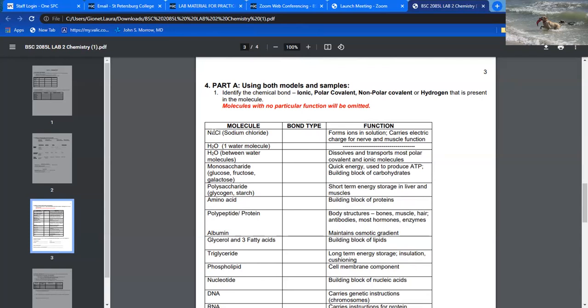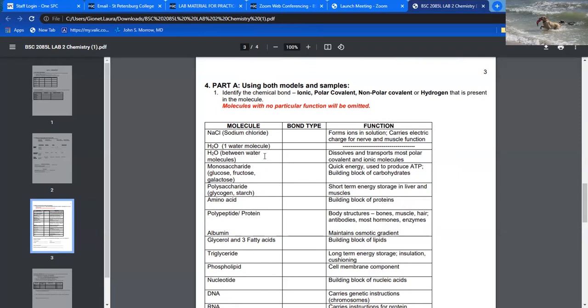Okay, so we're going to start over here on the left-hand side. A molecule, a sodium chloride. The bond type, you're going to identify that, and I give you the functions. So the bond type up on top is either ionic, polar covalent, non-polar covalent, or hydrogen. All right. So the bond type of sodium chloride is ionic. Then we go to water, one water molecule, one H2O. The bond type is polar covalent.